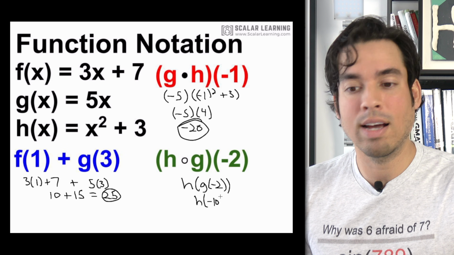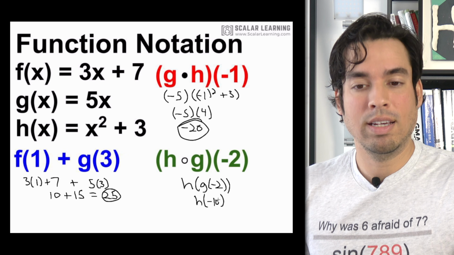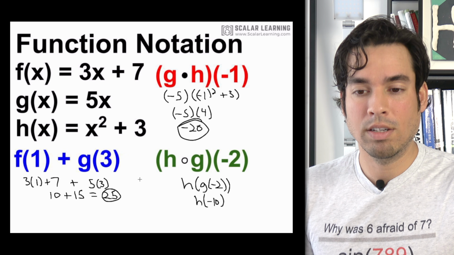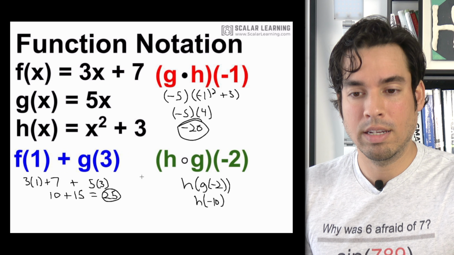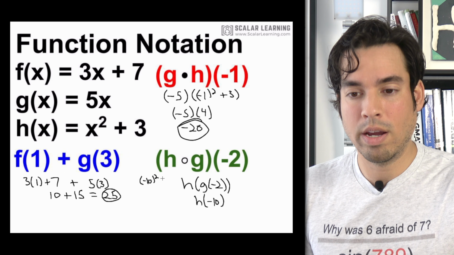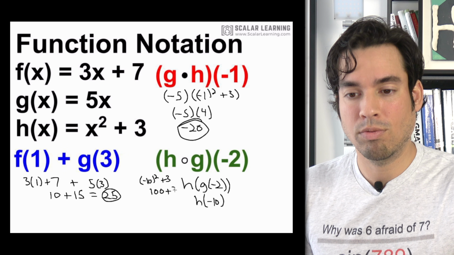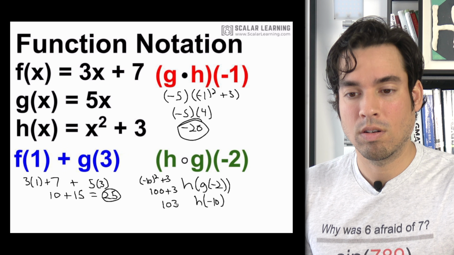So I always go inside out. That's why I say. Now we're taking h of negative 10, so I plug that in up here. And I've got, let's write it over here, negative 10 squared plus 3. Negative 10 squared is 100 plus 3, and we get 103.